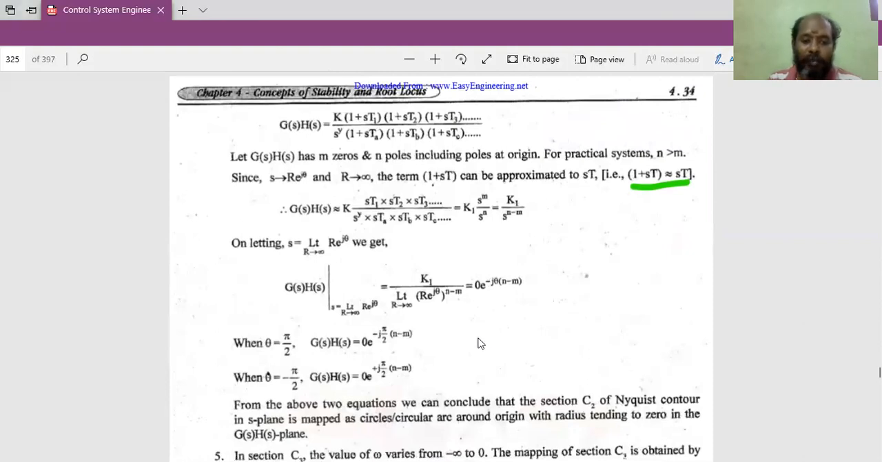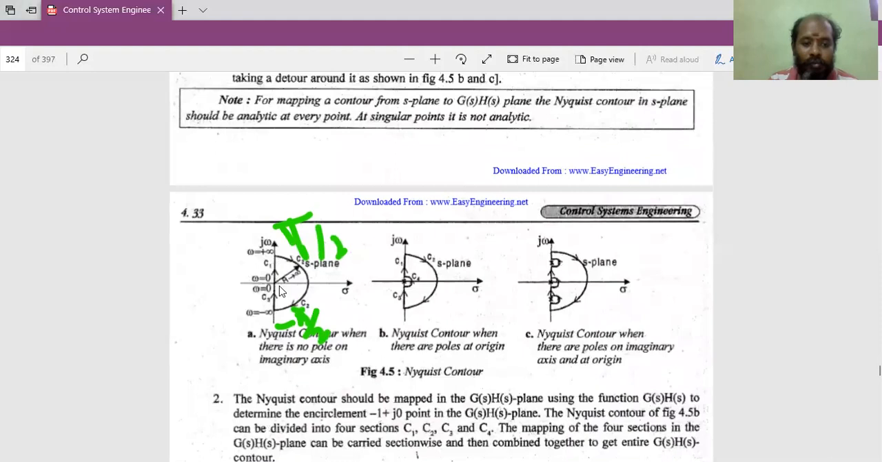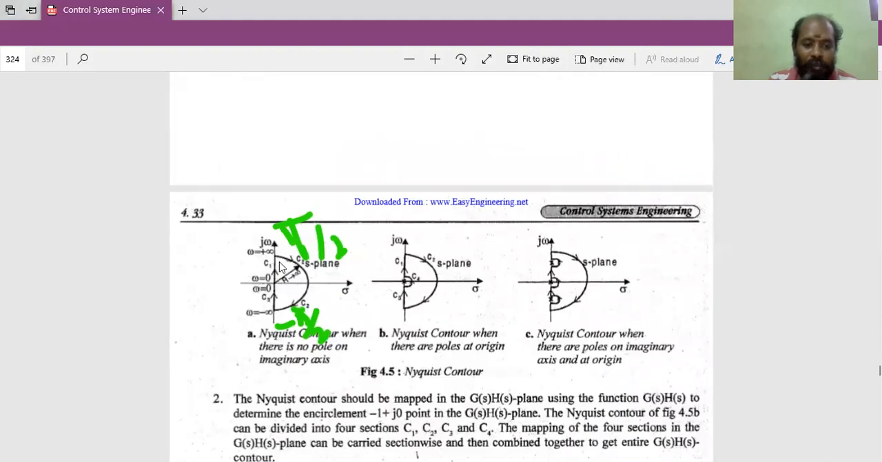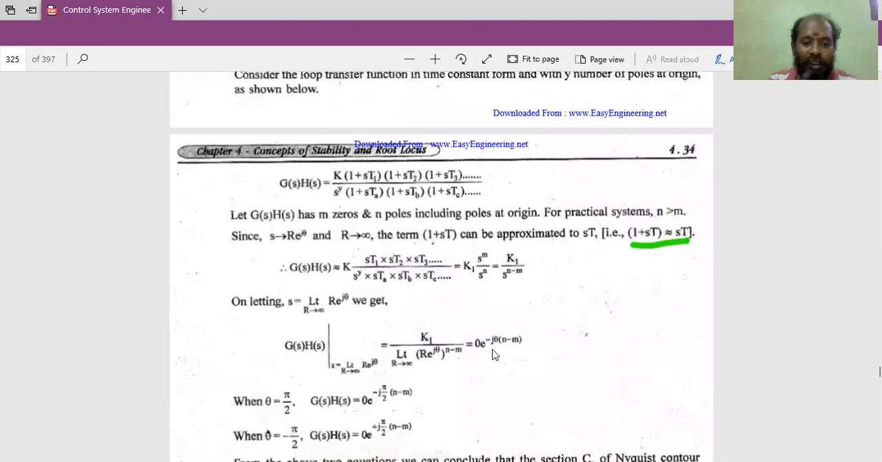You will see C3 is a replica, a mirror image of C1. Here it goes 0 to infinity, and there it goes minus infinity to 0, so it will be the mirror image of what it was there. So you can easily draw it as a mirror image.